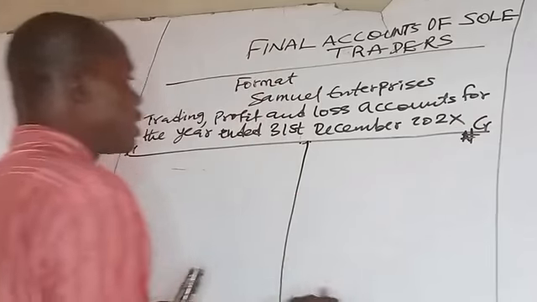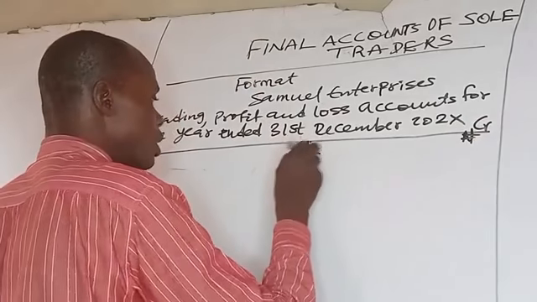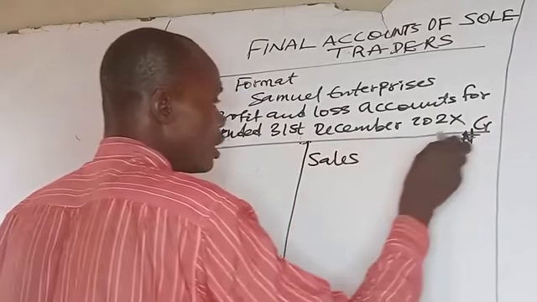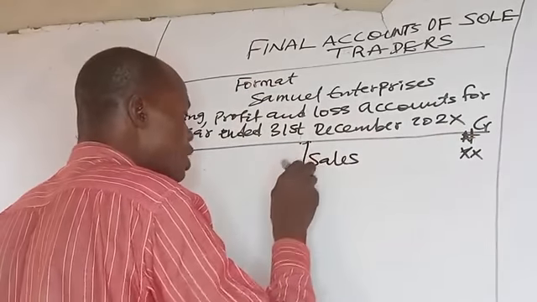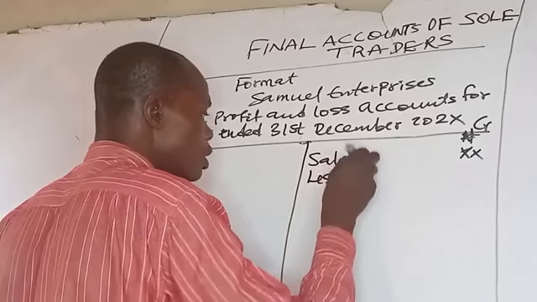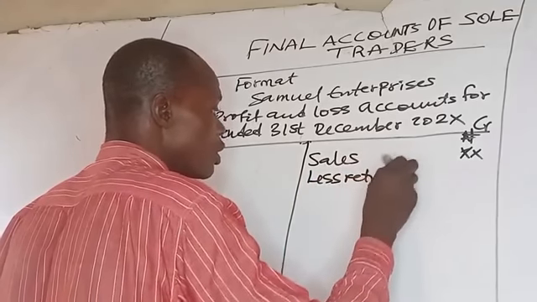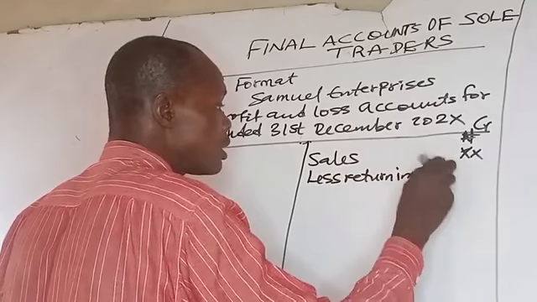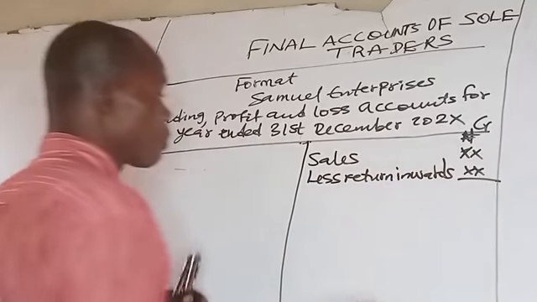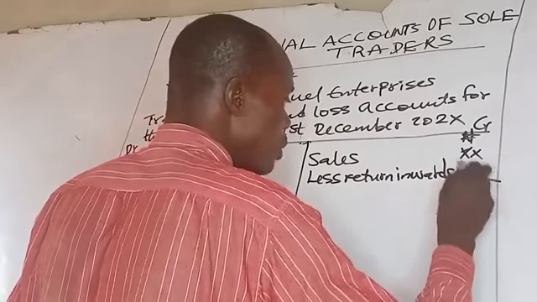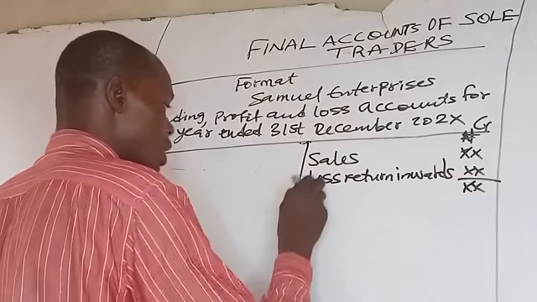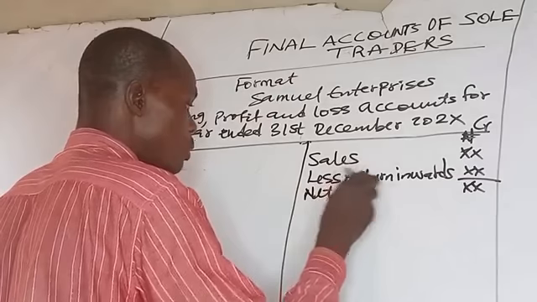At the credit side, you have sales or turnover. You put the amount there. From sales, you less return inwards. I've told you that another word for return inwards is sales return. So when you less that, you get the net sales, or you may call it turnover.